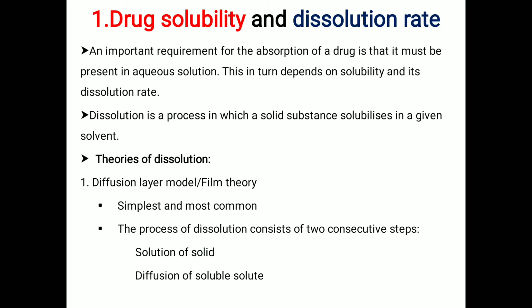In this step, the solution of the solid forms a thin film or layer at the solid-liquid interface, which is called the stagnant film or diffusion layer, which is saturated with the drug. This step is usually rapid, while the second step is diffusion of soluble solute from the stagnant layer to the bulk of the solution, and this step is slower and is therefore the rate determining step in drug dissolution.